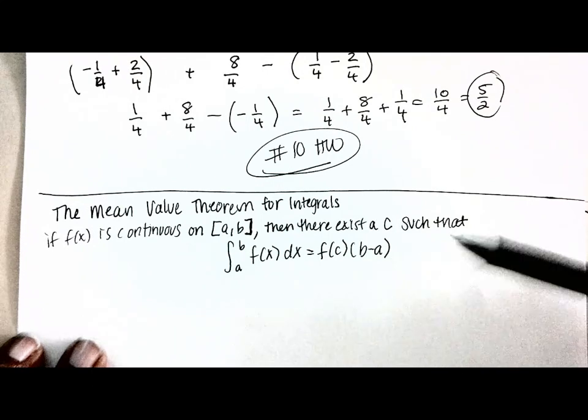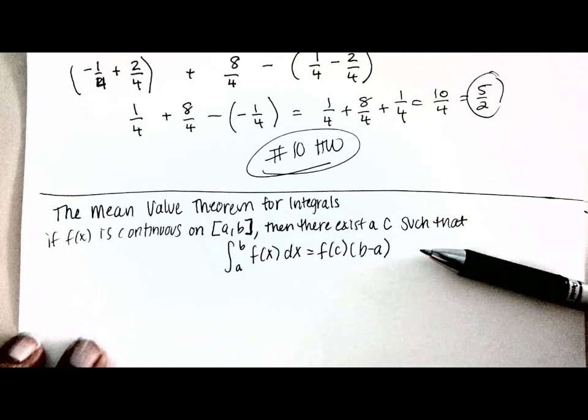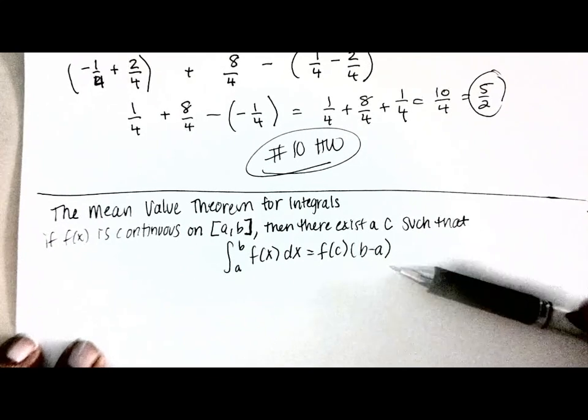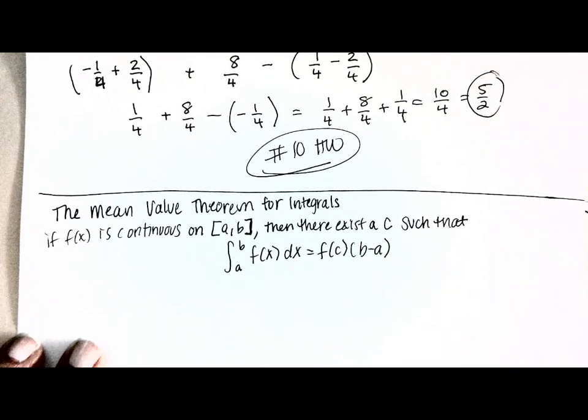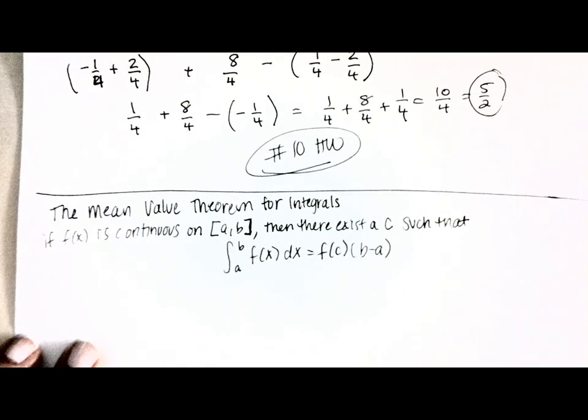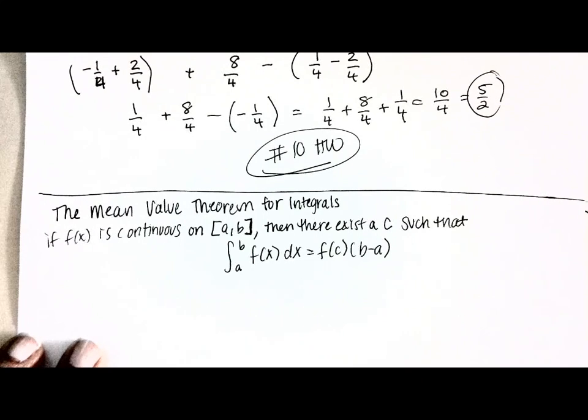But there's a consequence of this theorem called the average value theorem. And the average value theorem is actually used to find the mean value theorem. So I give them to you one way, but then we use them the other way.